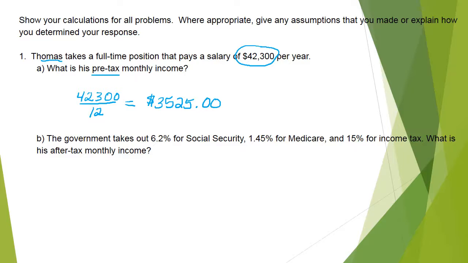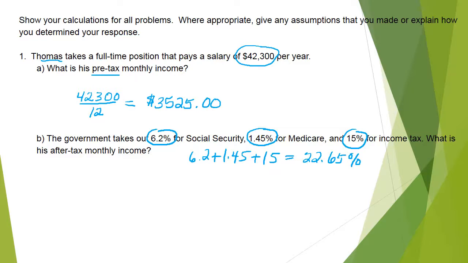The next question here is asking what our income would be monthly after our taxes. So we have a 6.2% Social Security, a 1.45% Medicaid, and a 15% income tax. So the first thing you want to do is take all of those amounts and add them up. And when you do that, you get a total of 22.65, and that's percent. So to figure out your after-tax income, you want to take your pre-tax income and subtract the amount that you would pay in taxes.